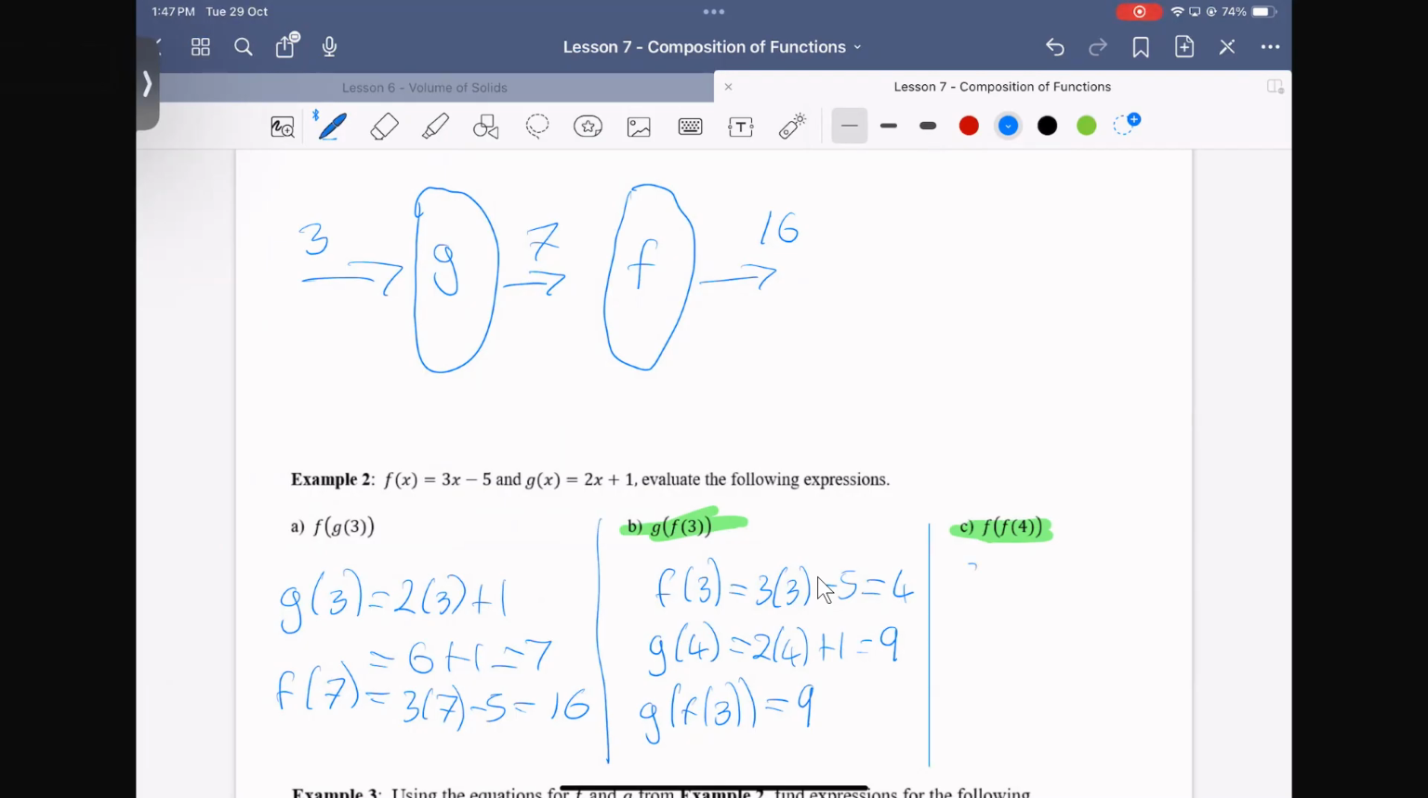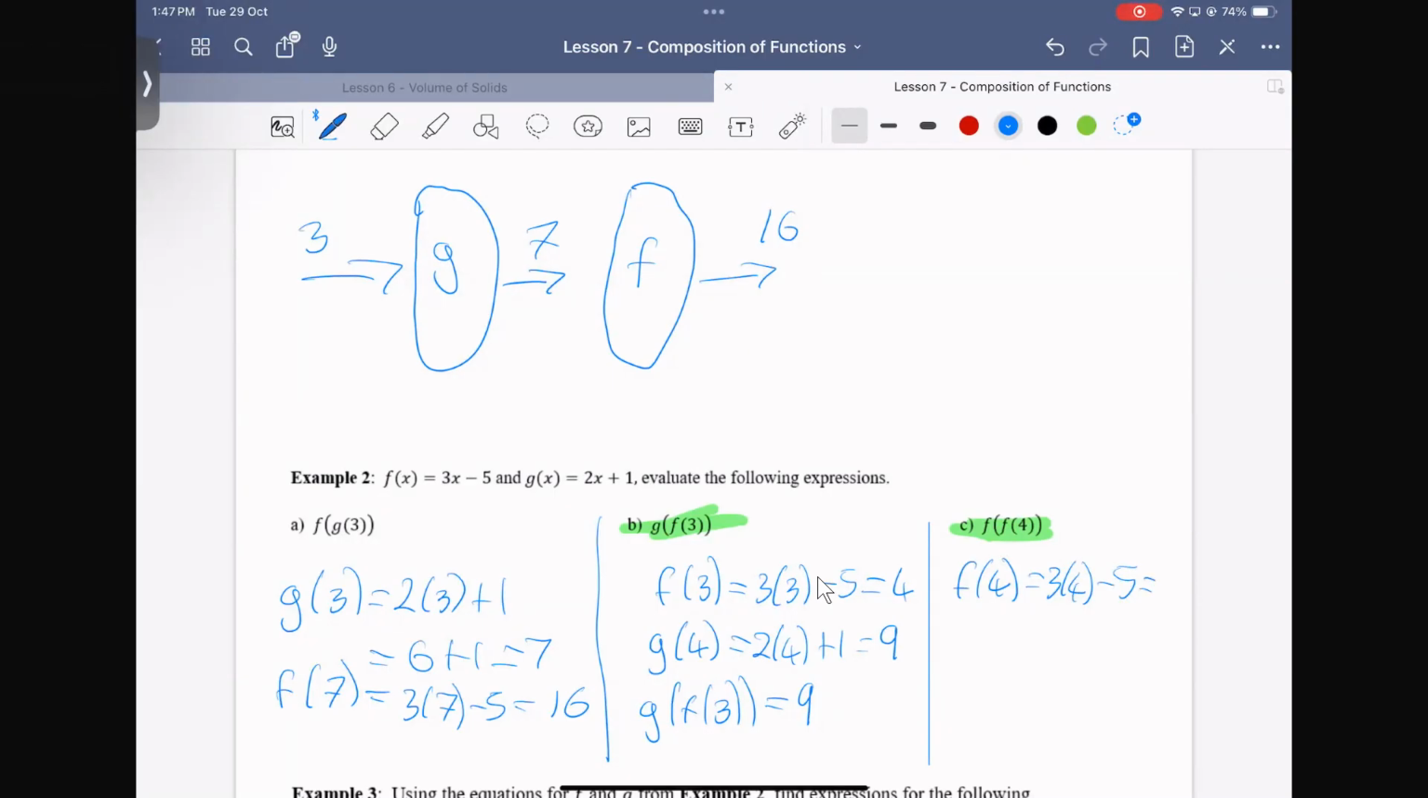Let's find f of g of 4. So we get 2 times 4 plus 1. So 8 plus 1 is what? 9. So then we find f of 9. And we get 3 times 9 minus 5. What's that going to give us? 22.